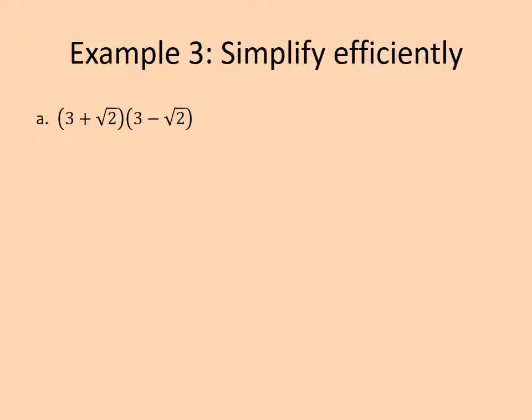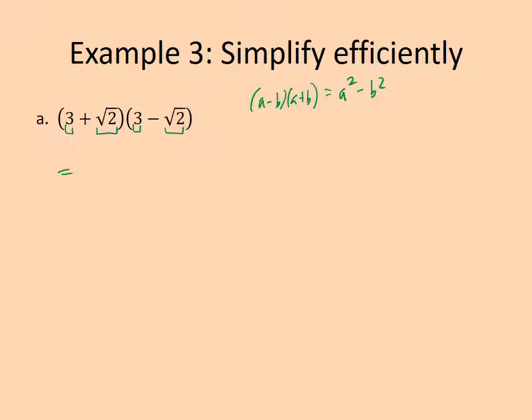We can use the idea of difference of perfect squares to simplify something efficiently. So if you notice, we have a 3 and a 3, so those are both a perfect square, and we have a root 2 and a minus root 2. So we know we have a difference of perfect squares. Remember, (a minus b)(a plus b) just becomes a squared minus b squared.